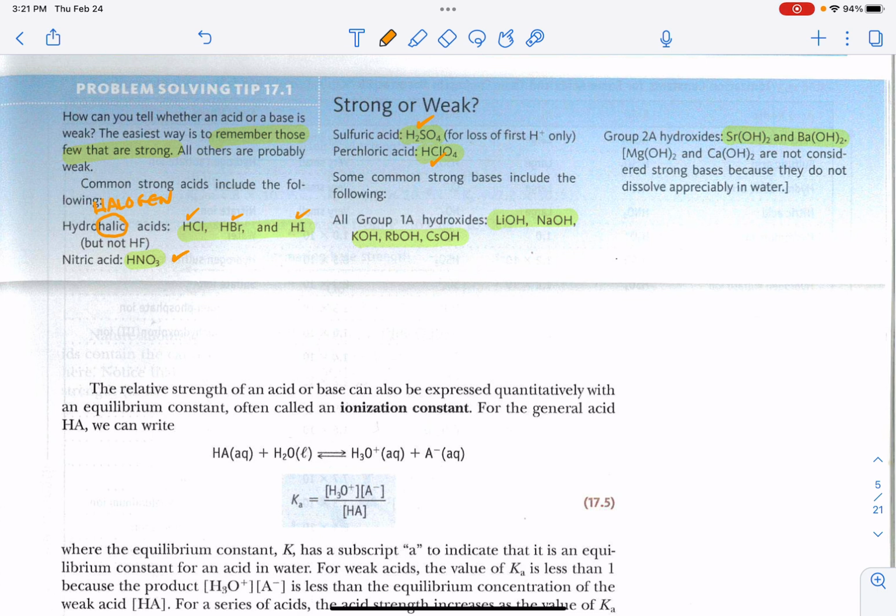As far as your strong bases, the strong bases are pretty much the hydroxides of your alkali metals. Group 1A are the alkali metals, especially sodium and potassium being the most common. Maybe coming in third would be lithium, and after that, rubidium and cesium. And you have a couple of alkaline earth metals, group 2, particularly strontium and barium. So those are the ones that you ought to know.